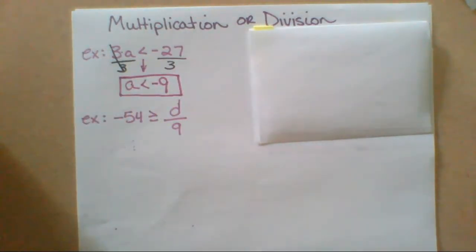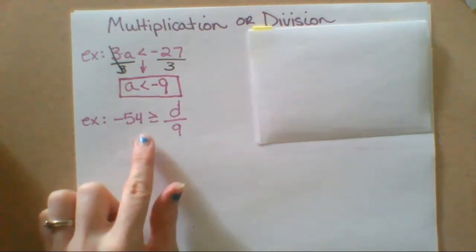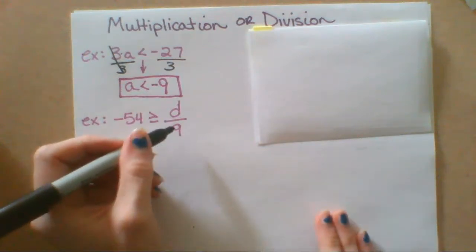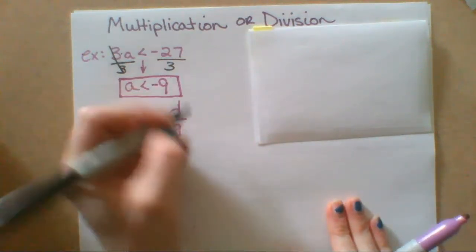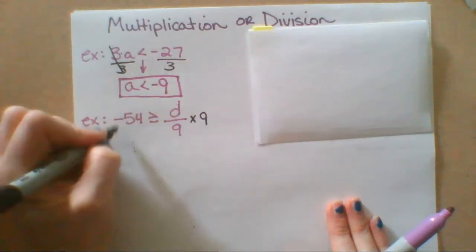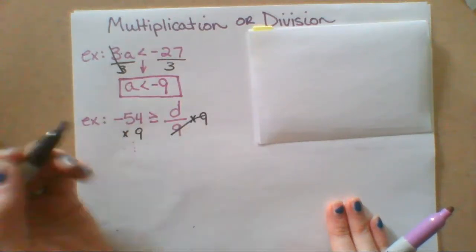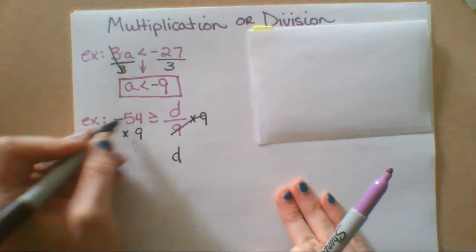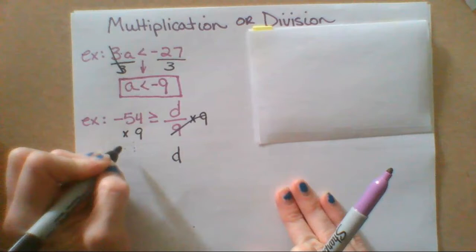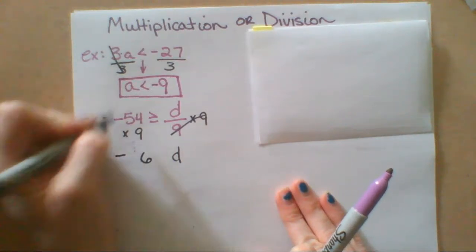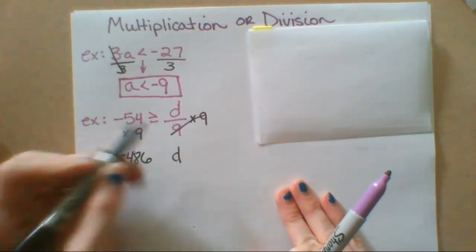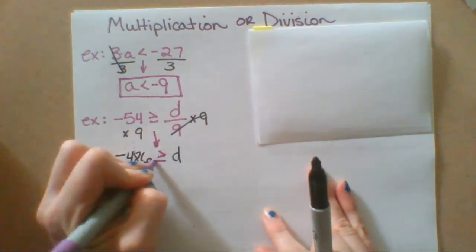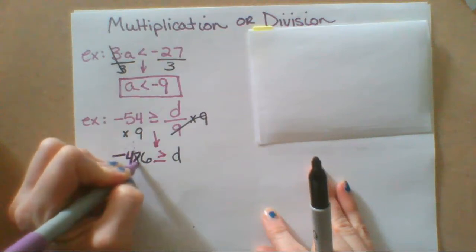Okay. Let's take a look at the next one. -54 is greater than or equal to d divided by 9. Again, our goal is to isolate that d, that divided by 9 is in the way. So the inverse operation would be to multiply both sides by 9. Those 9's end up canceling out. We're left with d on the right-hand side, and -54 times 9 is actually -486. Again, the inequality symbol drops down. Oops, and I forgot to write this in purple, didn't I? Okay.